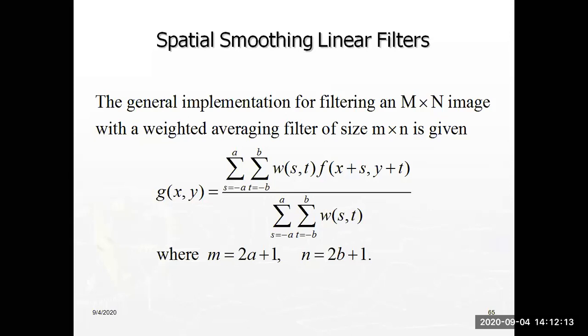Similarly, what is the coordinate of your mask? W of s comma t. So if you filter f of x comma y with w of s comma t, you will get g of x comma y. If you know the a value and b value, we can decide the mask size, m by n. Your m value depends upon 2a plus 1 and your n value depends upon 2b plus 1. Here a is for rows, b for columns, of course.